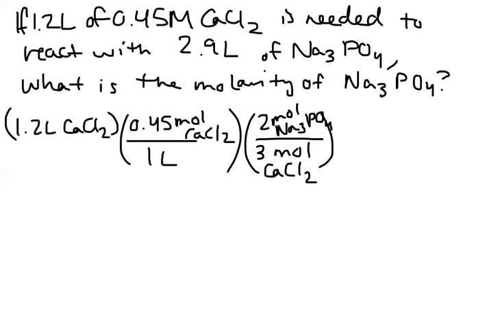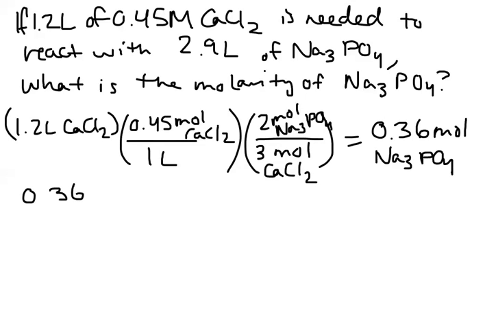What's the problem here? Why am I not just going to multiply by the amount of liters? We don't want to get rid of this. And we need liters on the bottom. So what I would recommend doing is stopping here, determining the number of moles, then dividing by the liters. So you get 0.36 moles of Na3PO4. Now I'm going to divide that by 2.9 liters.